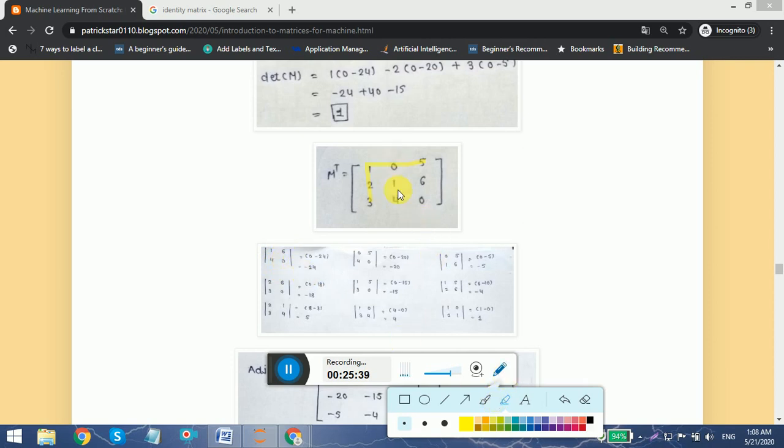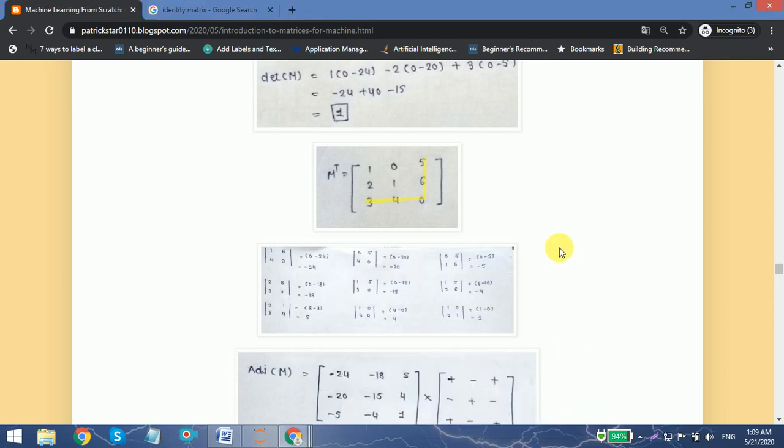Now for this element we are going to skip this column and this row, so the left elements are 2 6 and 3 0, they are here. And for this element we are going to skip this row and this column, and the left elements are 2 1 and 3 4. Okay, so let's say if we want to find this element, what is the value of this element in our adjoint operation? So we are going to skip this row and this column, so the left elements are 1 0 and 2 1, you can find it here. Okay, so moving forward to the next part.